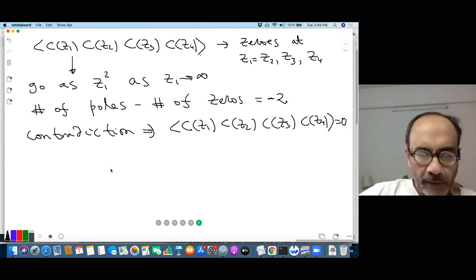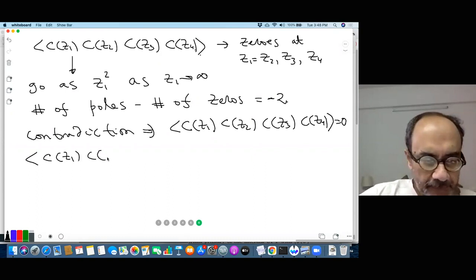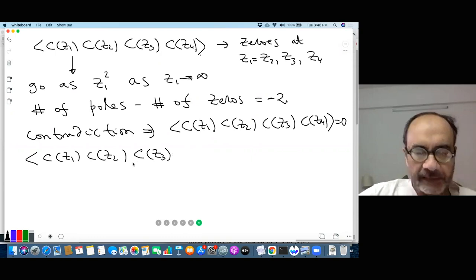Now let's go back to the previous expression, C(Z1) C(Z2) C(Z3). We say that this may be non-zero. At least we have not so far argued that this is 0. But it could be 0. And in fact, we will now argue that this indeed is 0.